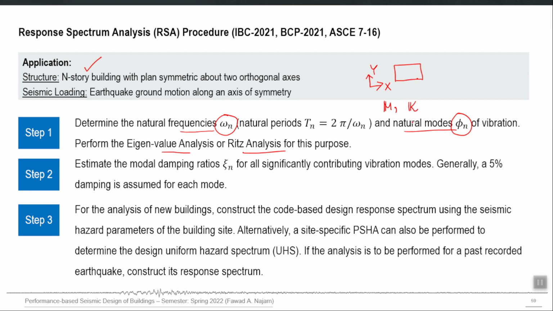So, from the structure side, in this step 1, M and K will be your input, and eigenvalue analysis will be performed, and your omega and phi will be your output, right. So, in ETABS for example, you know how to perform modal analysis and how to extract the first few natural frequencies and first few mode shape vectors.